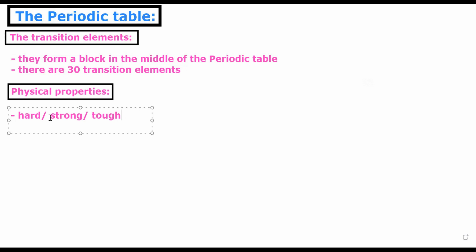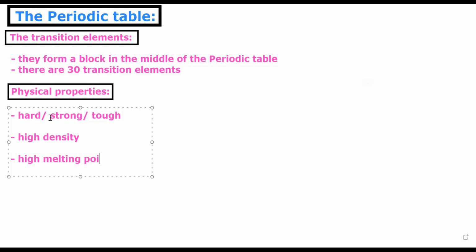Other than that, group 1 elements have a lower density, and these transition elements have high density. If you are comparing with group 1 elements, they have higher density. Other than that, what do they have? They have higher melting points. So they have high melting points as compared to other metals. These are their physical properties.